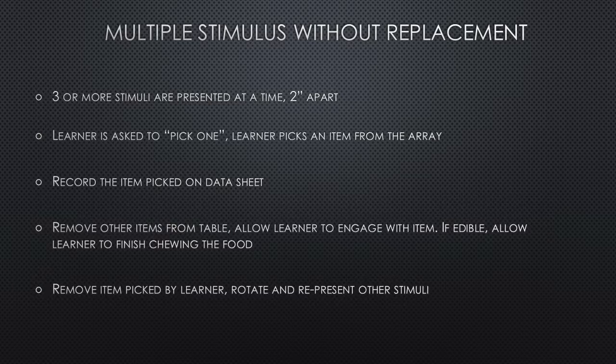The next type of preference assessment we'll talk about is a multiple stimulus without replacement. In this preference assessment, at least 2 items at a time need to be presented, but it could be more than this. The learner is then asked to pick one, and they're only allowed to select one item. The rest of the items would be removed or out of their reach for the time that they're engaging with the item they chose. Then you would record the data based on the item that they took. From this, a hierarchy can be determined.